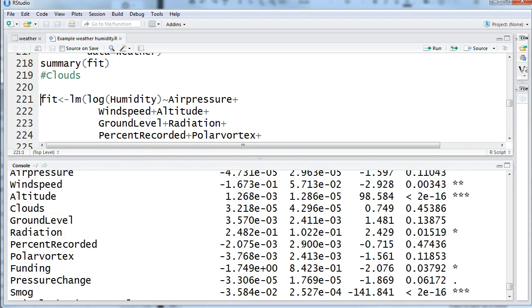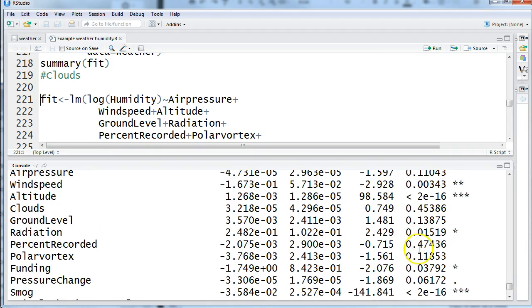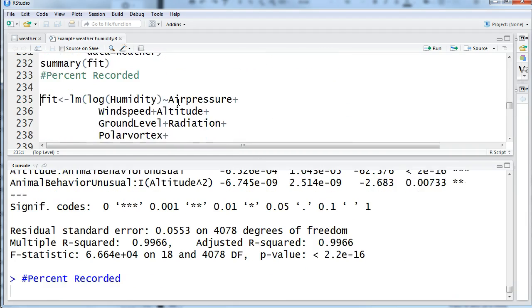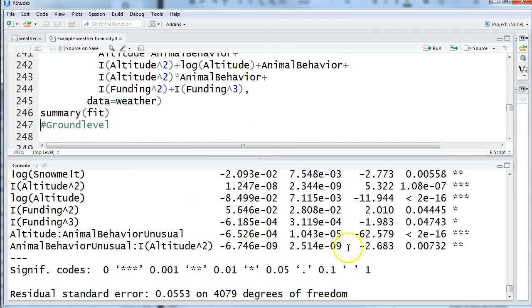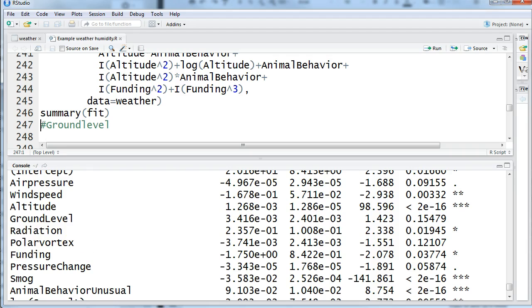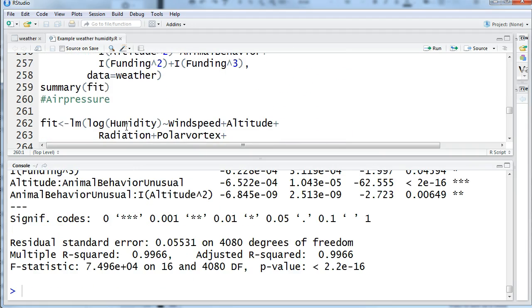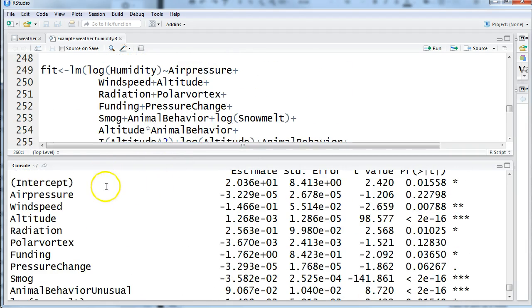Now we're looking for big p-value. Clouds here is at 0.45. Also percent recorded is at 0.47. I think percent recorded is the one I picked off next, sure enough. So after each of those, we're looking at ground level, which is here at a 0.15. And this is called backwards regression. We fished around for so many patterns. It's going to make sense that we found some junk that doesn't need to be in there.